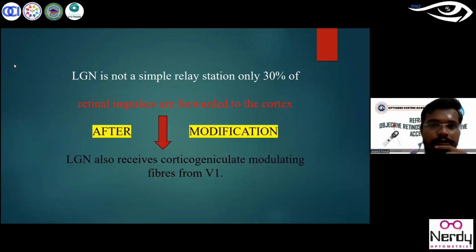Okay, so supposing the retinal problems and the LGN problems, lateral geniculate body problems, are the causes of amblyopia, we are not doing anything to treat these two areas. But remember, the top-down impulses come right up to the retina because the LGN also receives corticogeniculate modulating fibers from V1, which are usually but not always inhibitory.